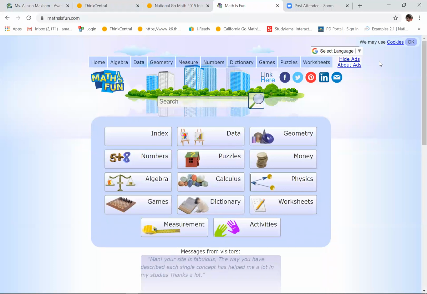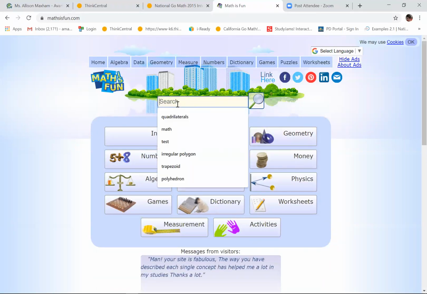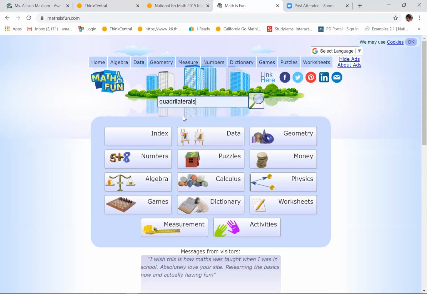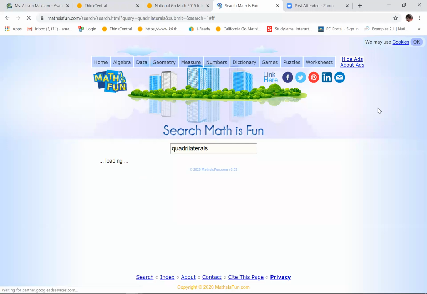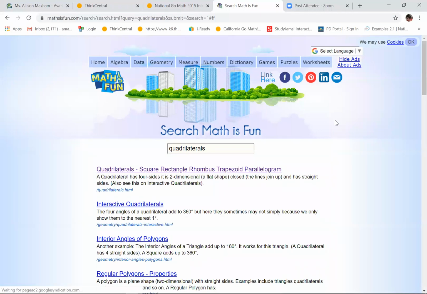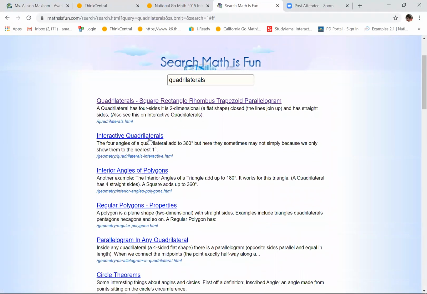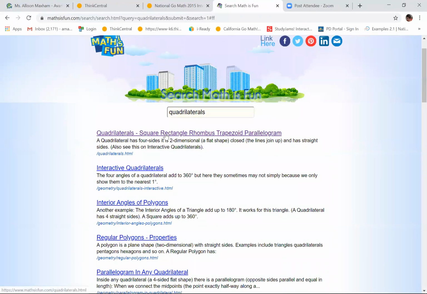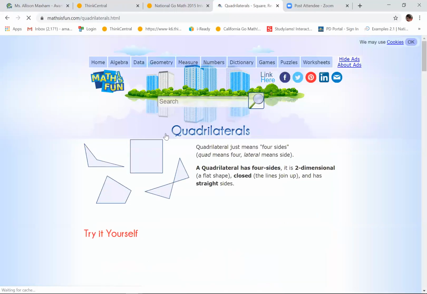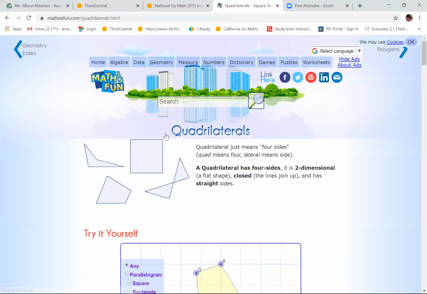Here we are at mathisfun.com. And I love this website because all you have to do is type in what you want to search, and you'll get so many really cool things popping up. We have interactive quadrilaterals. There are some really cool things where you can draw your own quadrilaterals. You can play around with them.